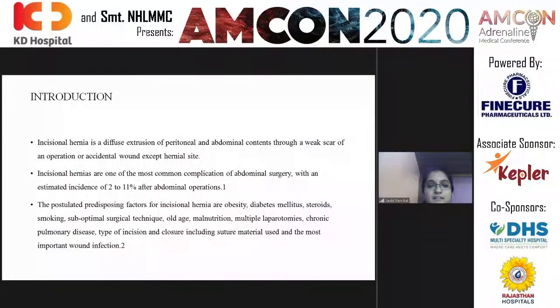Introduction. Incisional hernia is a diffuse extrusion of peritoneal and abdominal content through a weak scar of an operation or accidental wound. Incisional hernias are the most common complication of abdominal surgery, with an estimated incidence of 2 to 11% after abdominal operation. Postulated predisposing factors for incisional hernia are obesity, diabetes, steroids, smoking, old age, malnutrition, multiple laparotomies, COPD, type of incision and closure, including suture material used in previous surgeries, and most importantly, wound infection.